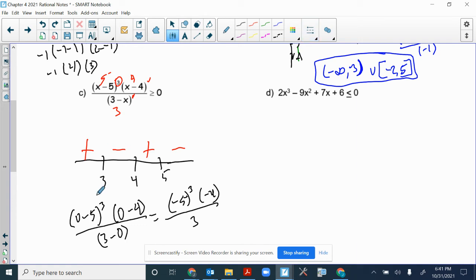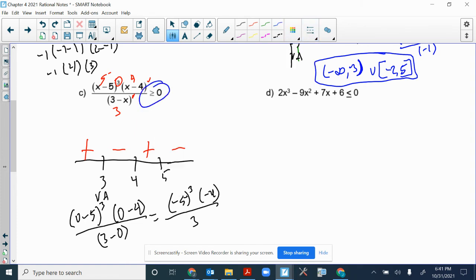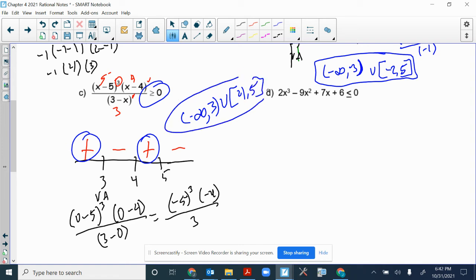I forgot to do something that I say I do every time, which is remark that that one is our vertical because that was from the denominator, right? So last thing is actually write our answer out. So we care about the positives, which is this section and this section. And just like the last one, you want to make sure you do not include 3, but then we will include 4 and 5 because those are zeros where 3 is the vertical.